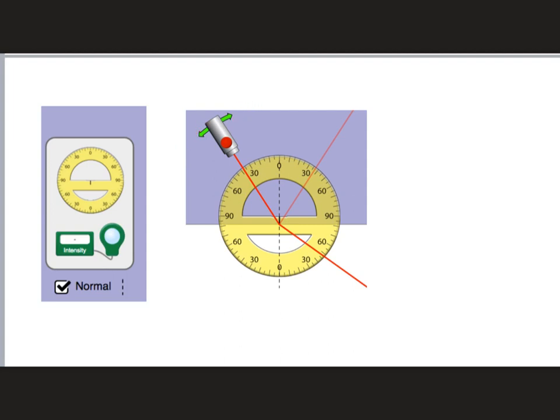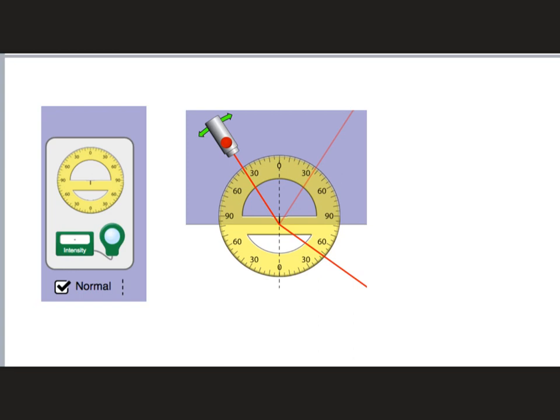Now, when you first load up the simulator, the protractor is going to be off to the left in the lower corner, and you actually have to drag the protractor and set it onto where you want to measure. And notice that on the protractor, in the center, there's this vertical black line, just a little tiny one. And what you want to do is line it up with the normal line, which is this dashed line here, so that the protractor is properly centered and the protractor is symmetric about the normal.